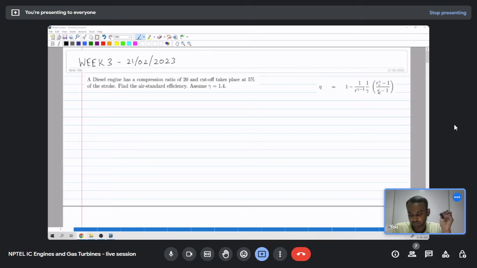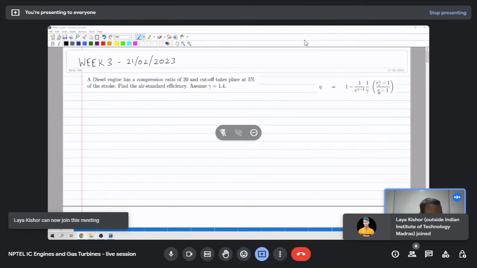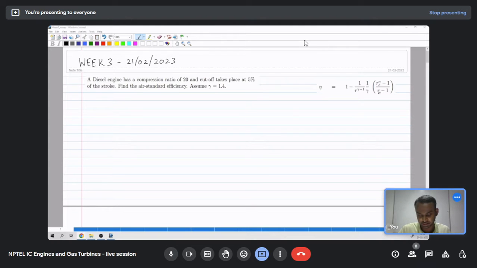I will start with the problem that I was trying to do in the last class. A diesel engine has a compression ratio of 20 and cutoff takes place at 5% of the stroke. Find the air standard efficiency. Assume gamma as 1.4. First, I will draw the PV plot of the diesel cycle.